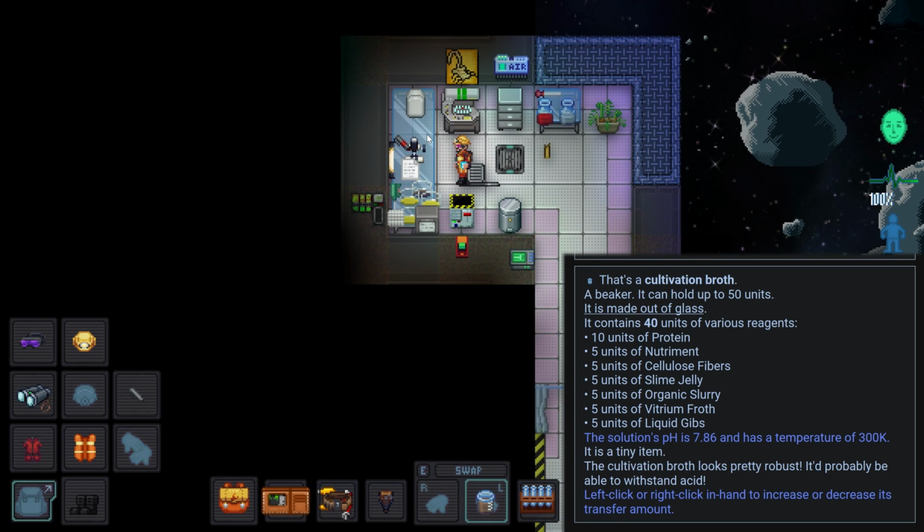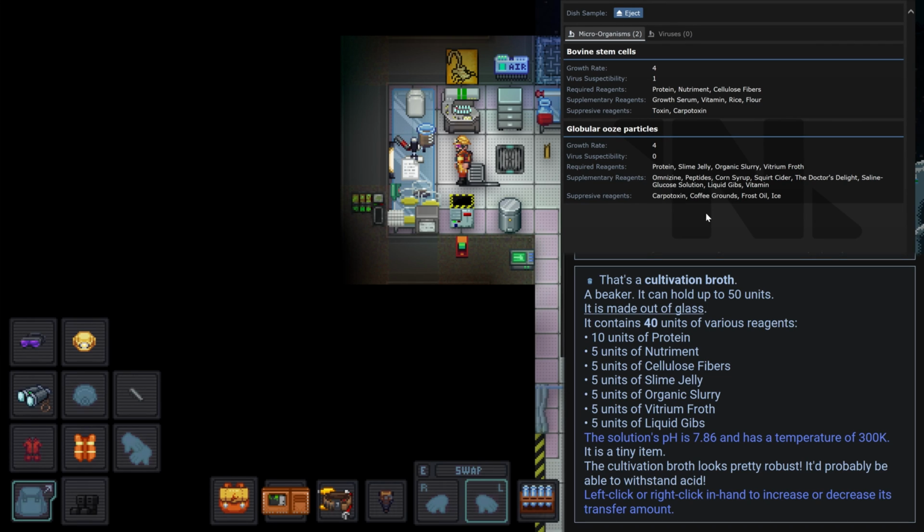So let's analyze what will happen if we just put this broth into the vat. The broth contains protein. It's a basic reagent that is needed for almost everything that you grow in the cytology. And then there are some other reagents here. Let's take a look at what is needed for the cow. So the cow requires 3 reagents. That is protein, nutriment, and cellulose fibers. We have protein here, cellulose fibers, and nutriments. So these 3 are required for the cow.